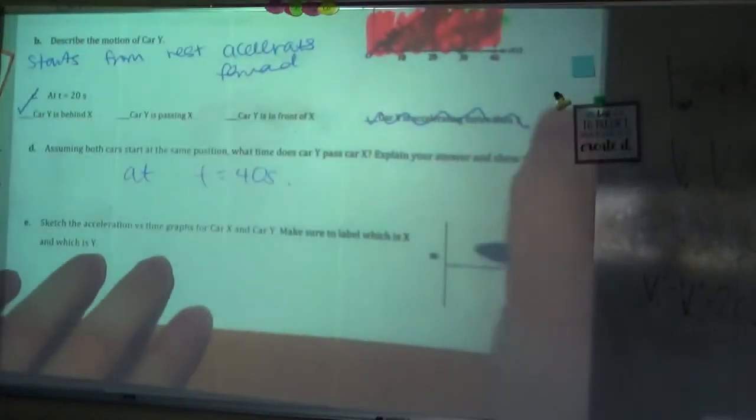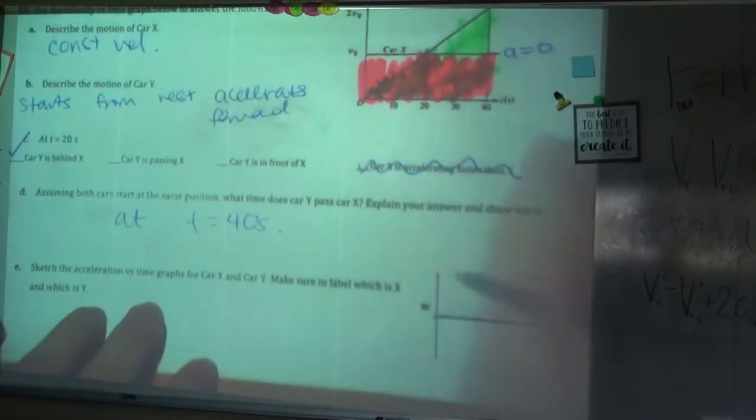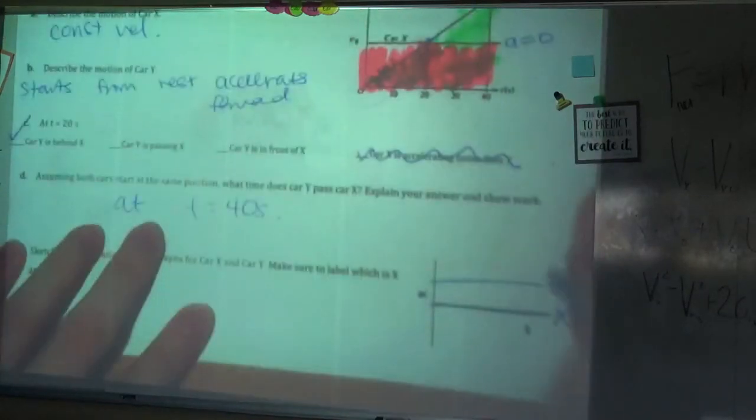And the acceleration versus time for X and Y, well, car X, we said, has no acceleration, and car Y has some constant positive acceleration. Constant because it's just straight, positive because it's going up. So that would be your answer.